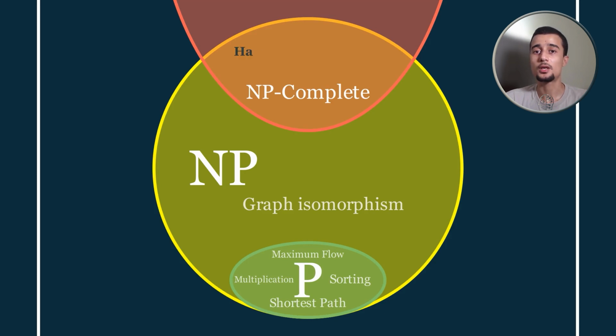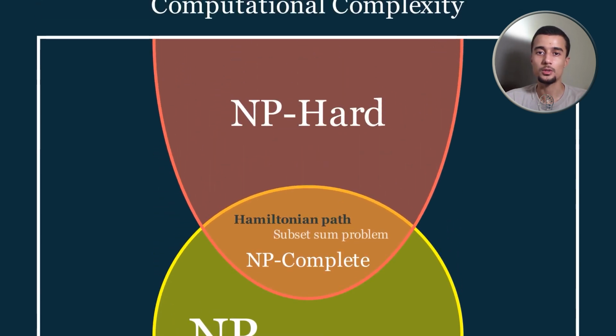So now let's move on to the next class of problems, which is the NP-complete problems. And in this class we have the Hamiltonian path problem and many other problems such as the subset sum problem. The problems in this class are actually in the intersection of two classes, which are the NP and the NP-hard problems. So now let's first discuss the NP-hard problems. An NP-hard problem is a problem that is at least as hard as the hardest problem in the NP class. And to prove a problem to be in the NP-hard class, we need to prove that every problem in the NP class can be reduced to that problem.